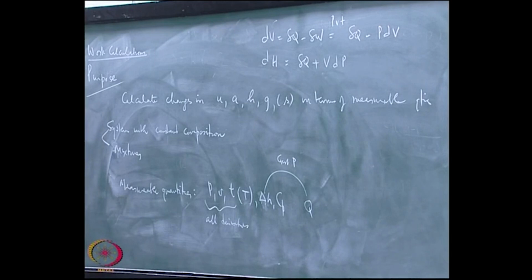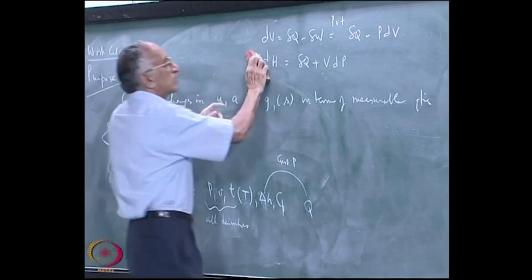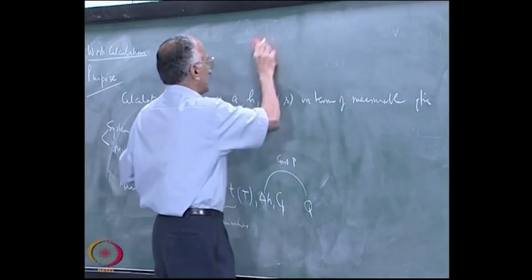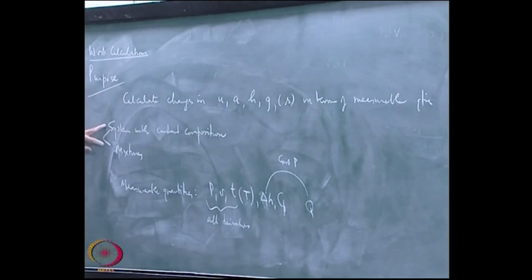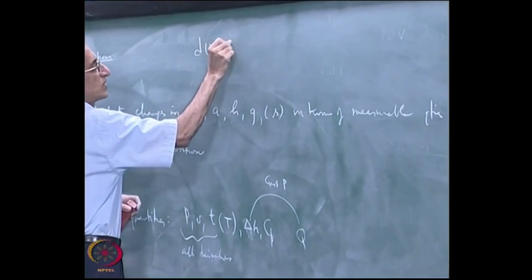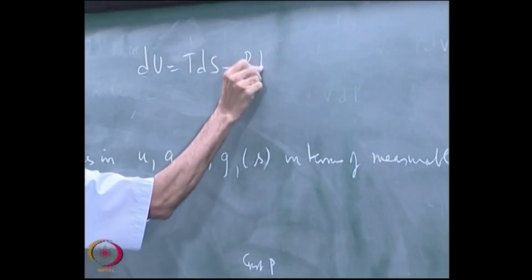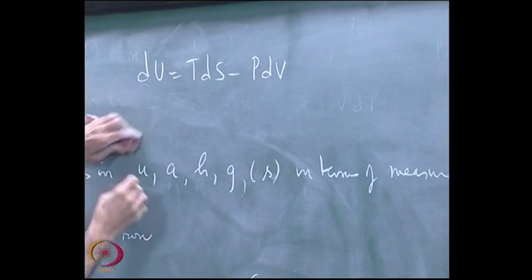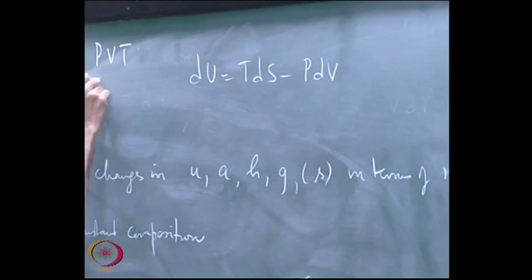So the basic equation: we will deal with closed systems here. If you are looking at systems of constant composition, you need to look at only closed systems. So I will start with du equals Tds minus Pdv for PVT systems. We will be looking primarily at PVT systems.